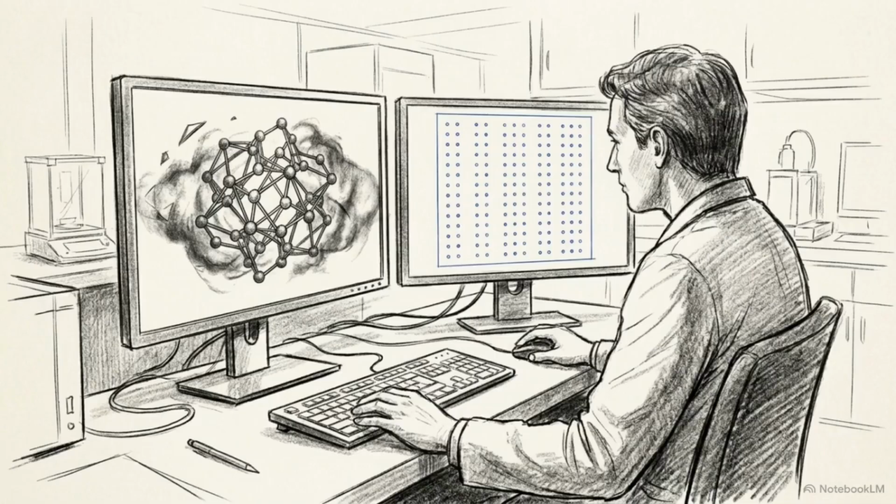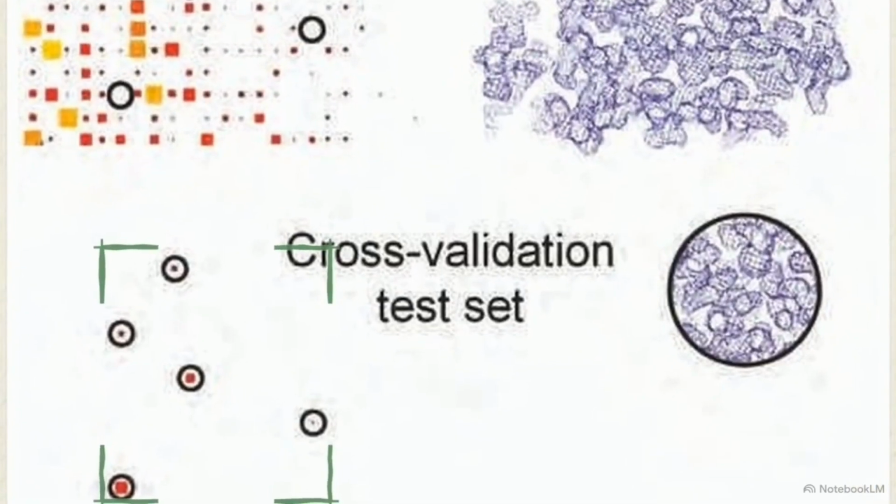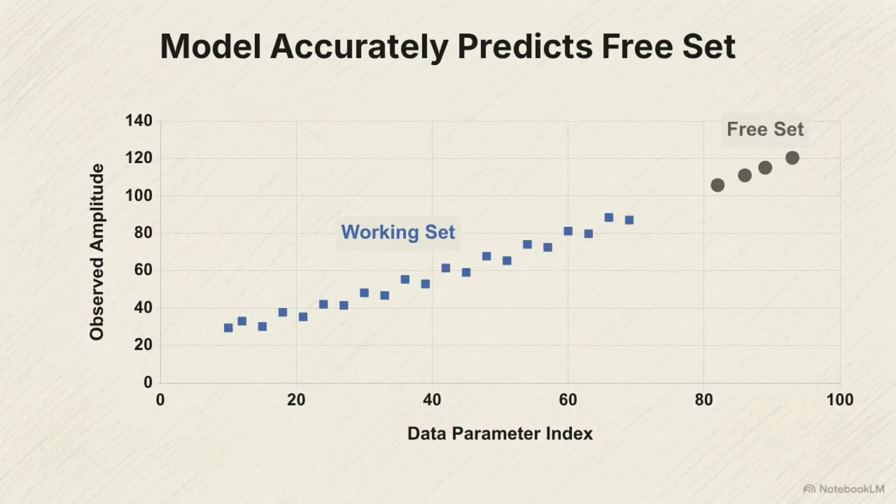To prove that a heavily parameterized model actually describes physical reality, crystallographers rely on cross-validation. This diagram illustrates how data is physically separated before the refinement process even begins. Focus on the isolated circles at the bottom. A random 5% of reflections, roughly 1,000 data points, are permanently sequestered away into a free test set. The computer is only permitted to optimize the model parameters against the primary working set of data. The model's true accuracy is then exclusively evaluated by how well it predicts the amplitudes of the sequestered free set.